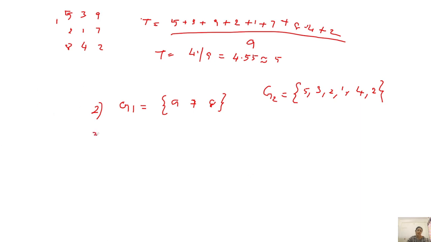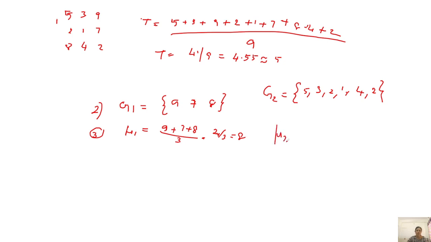Now what is my next step? I have to find the means mu1 and mu2 of these groups. So what is my mu1? mu1 is given by the average of this. That is given by 9 plus 7 plus 8 by 3. So I'm getting 24 by 3, so I'm getting 8.